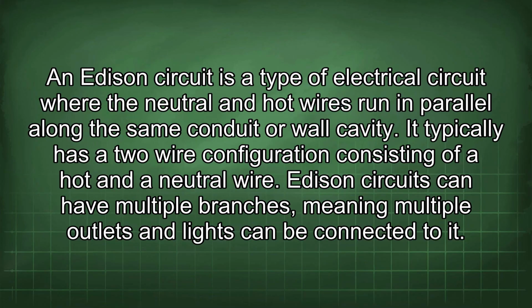An Edison circuit is a type of electrical circuit where the neutral and hot wires run in parallel along the same conduit or wall cavity. It typically has a two-wire configuration consisting of a hot and a neutral wire. Edison circuits can have multiple branches, meaning multiple outlets and lights can be connected to it.